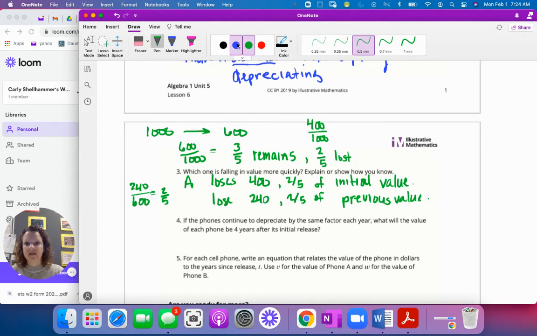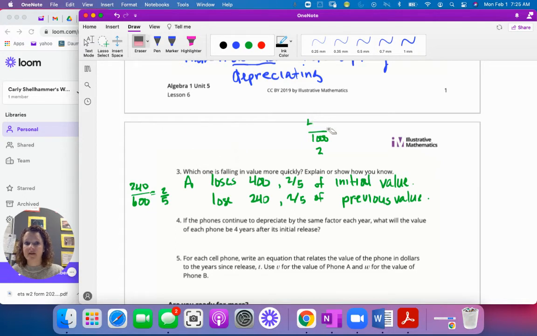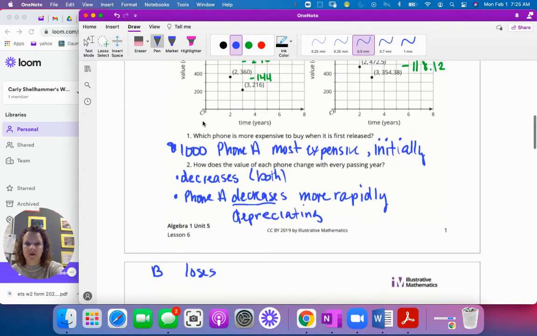Now let's change colors and talk phone B. And I'm out of space. You guys can pause and rewind and write stuff down. I am going to get myself some space. If you did not write that down yet, you can push rewind, pause, and write it down really quickly.